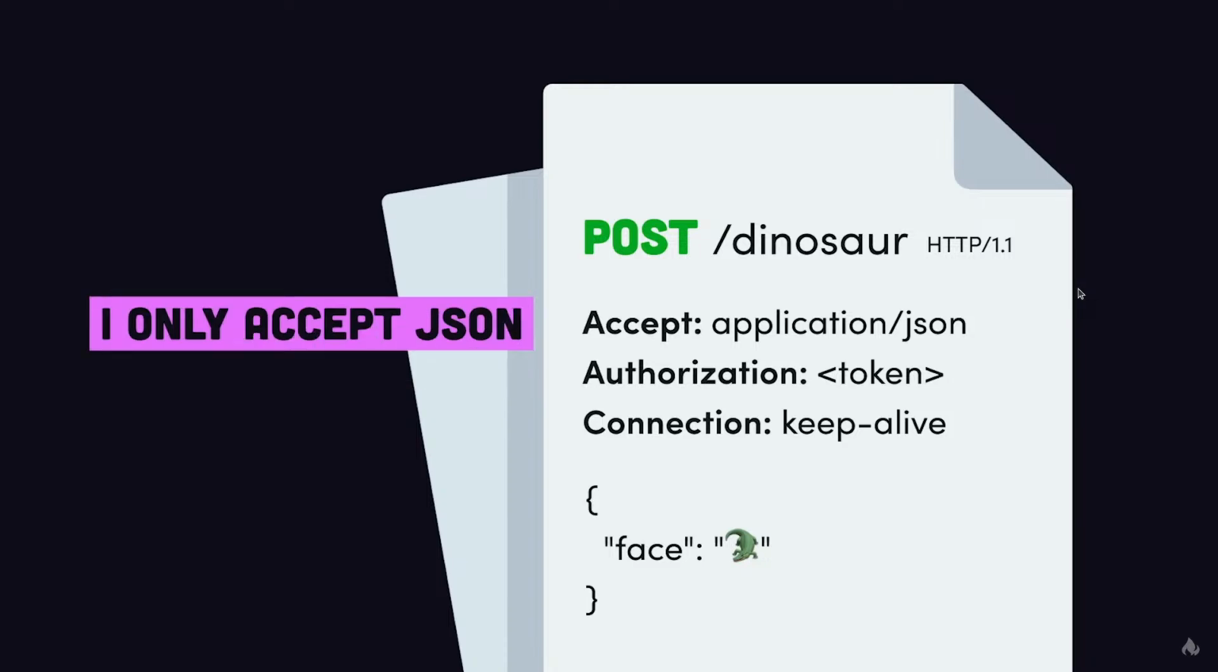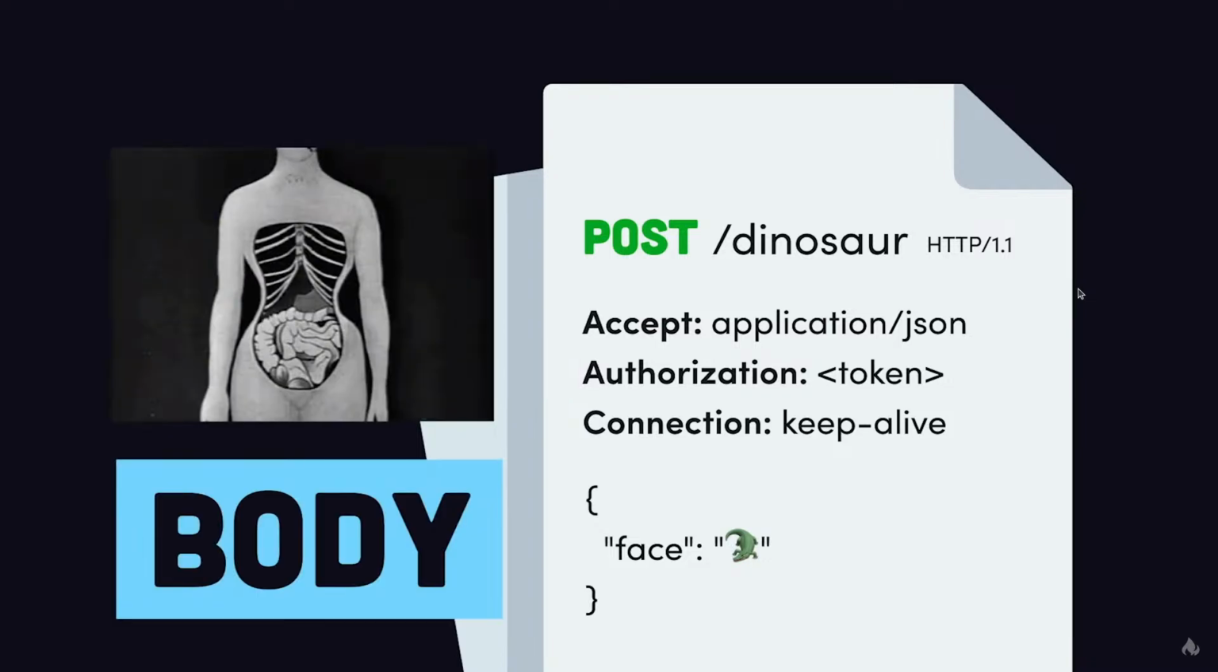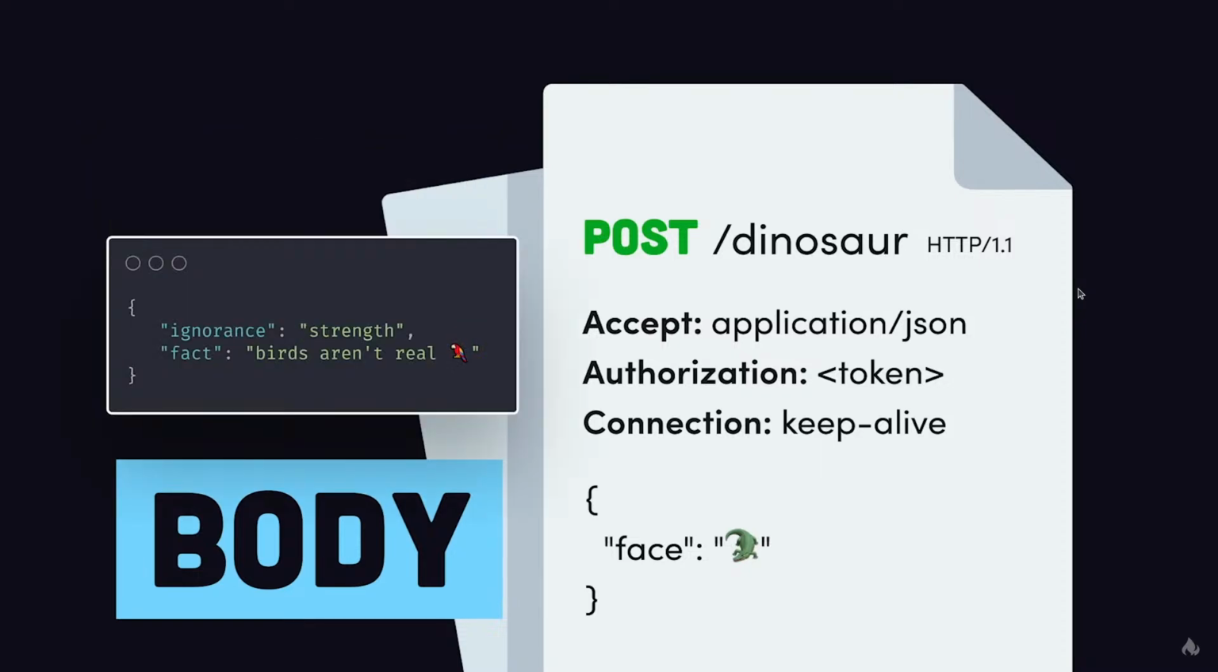The accept header can tell the server you want the data in a specific format, or the authorization header can be used to tell the server that you're actually allowed to make that request. Then following the headers, we have the body, which contains a custom payload of data.